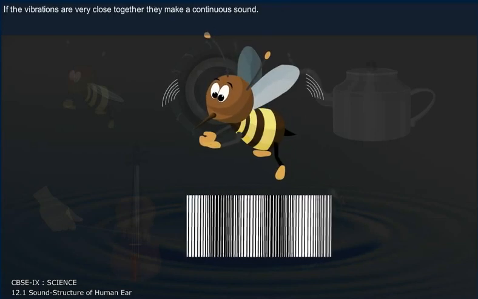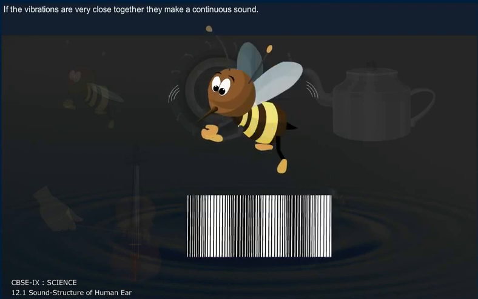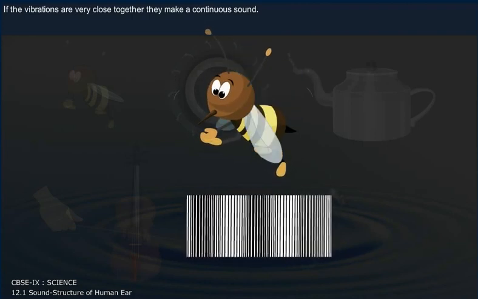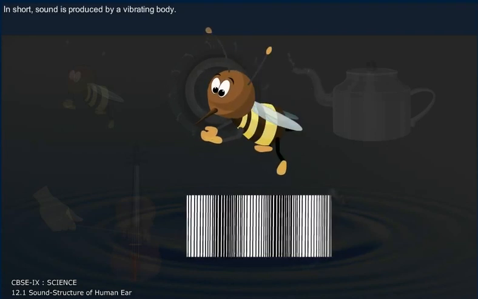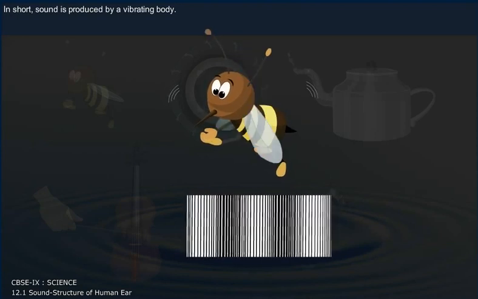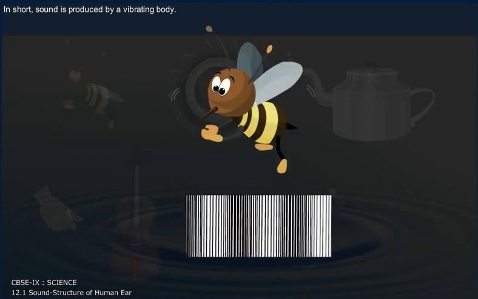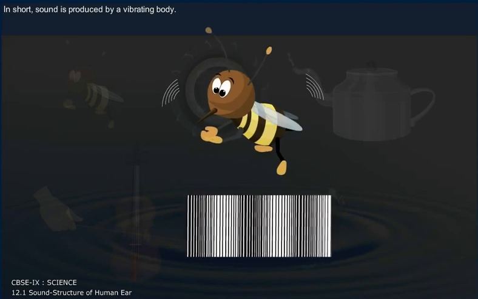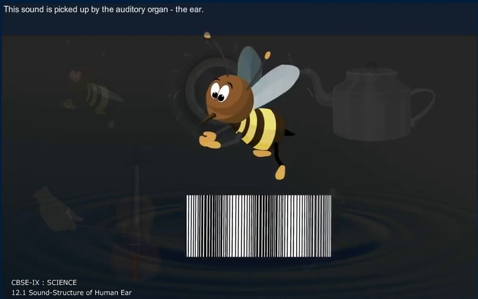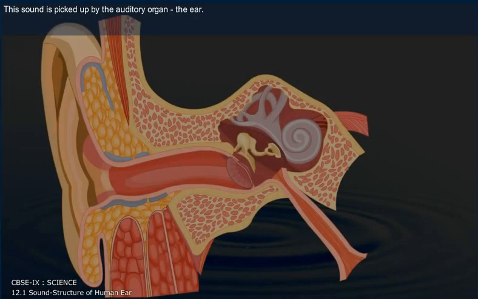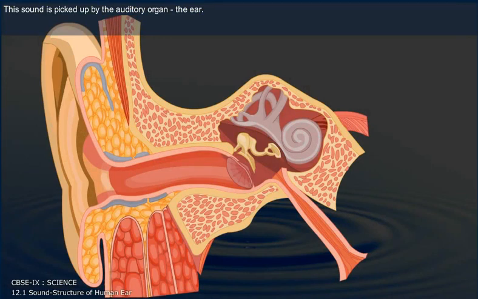If the vibrations are very close together, they make a continuous sound. In short, sound is produced by a vibrating body. This sound is picked up by the auditory organ, the ear.